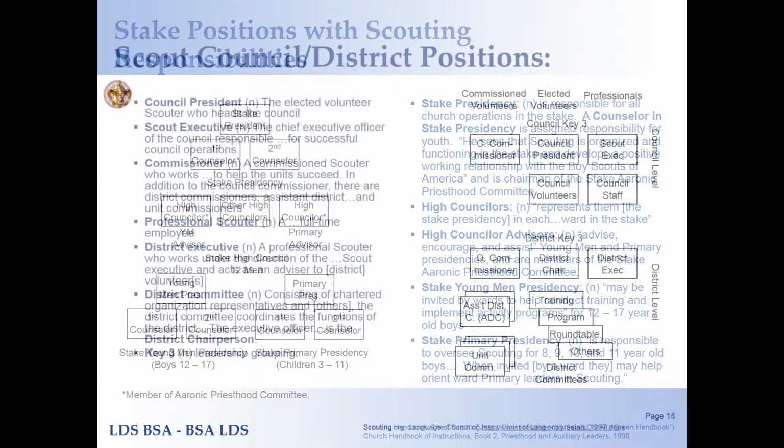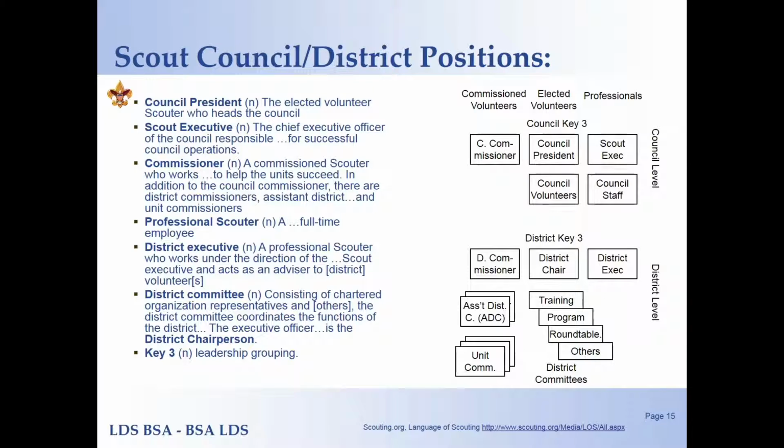On the scouting side, the council is headed up by what's called a council key 3, individuals that work as a team together. The key 3 is always composed of a council president. He's an elected volunteer, and he is the head of the council, with the most authority in the council. He's supported by a commissioner who is a volunteer. The commissioner volunteers are specialists in scouting. There's also a full-time professional assigned to scouting, the scout executive. So the highest paid authority in scouting in a council is the scout executive.